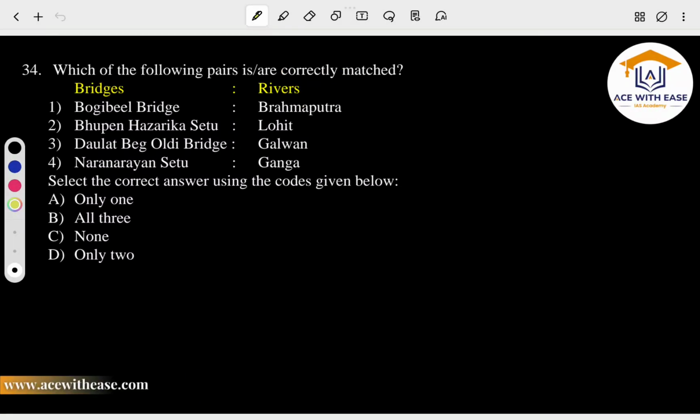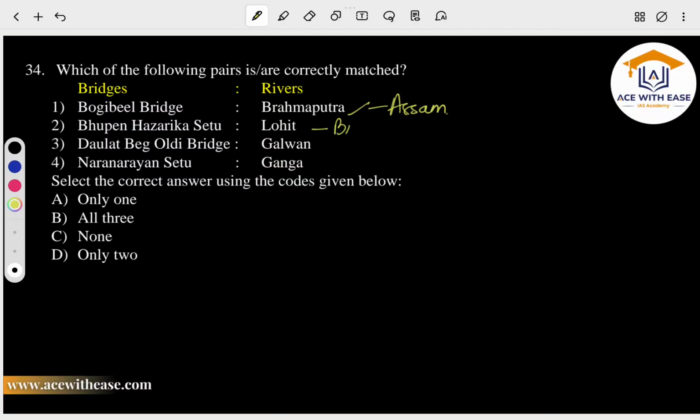34, which of the following bridges are correctly matched? We have Bogibeel Bridge on the Brahmaputra River. Yes, this is present near the Assam region. Then we have Bhupen Hazarika Setu Bridge. It is not present on the Lohit, but it is present on the Brahmaputra River. So the second one is the wrong one. Daulat Beg Oldie Bridge is located in Ladakh and it is present on the Shyok River. So even the third statement is wrong.